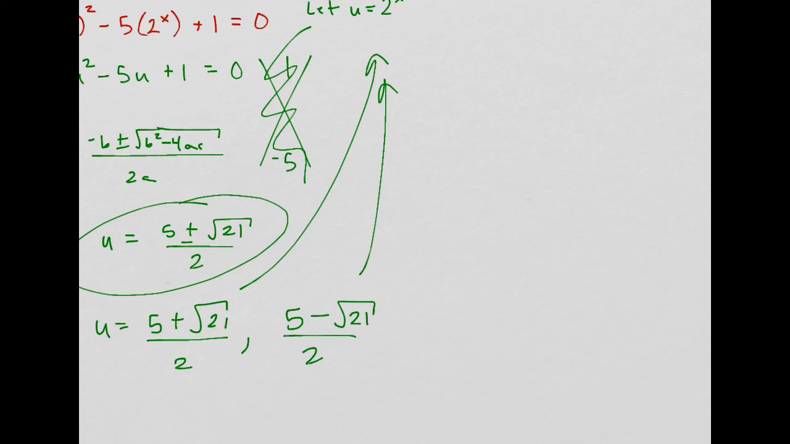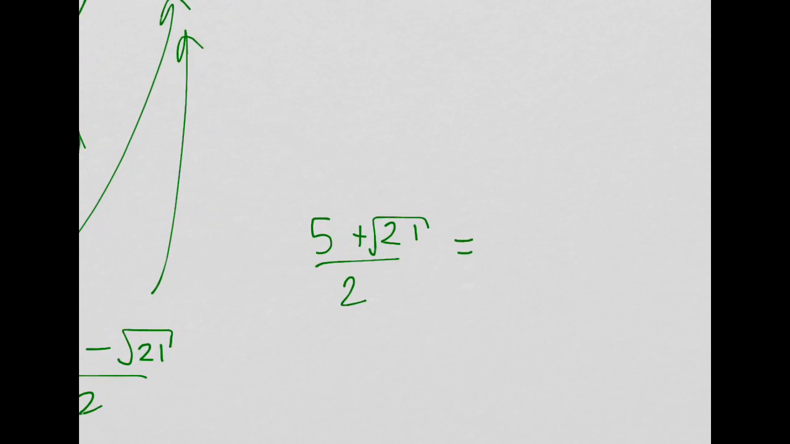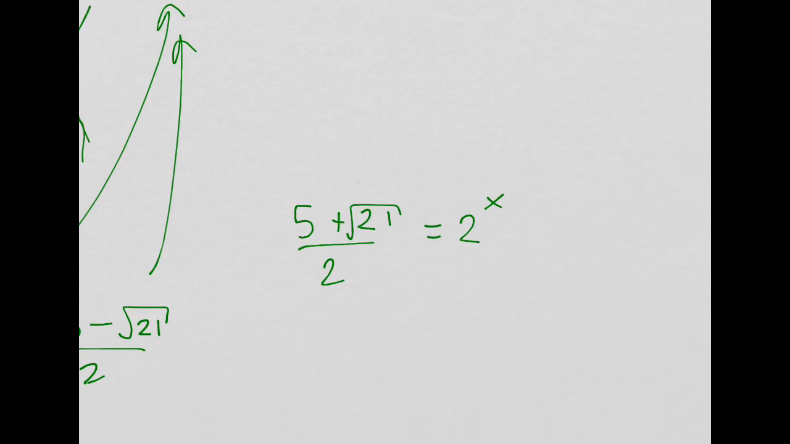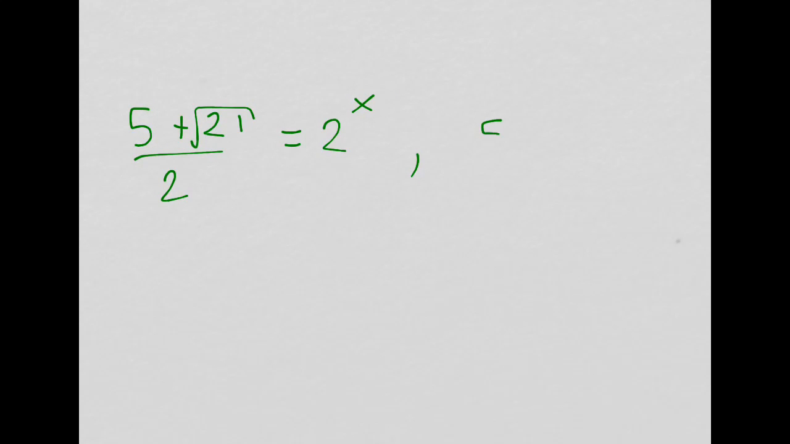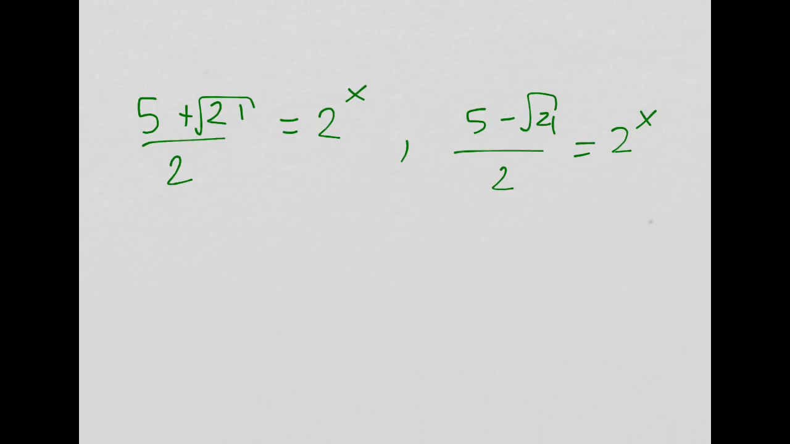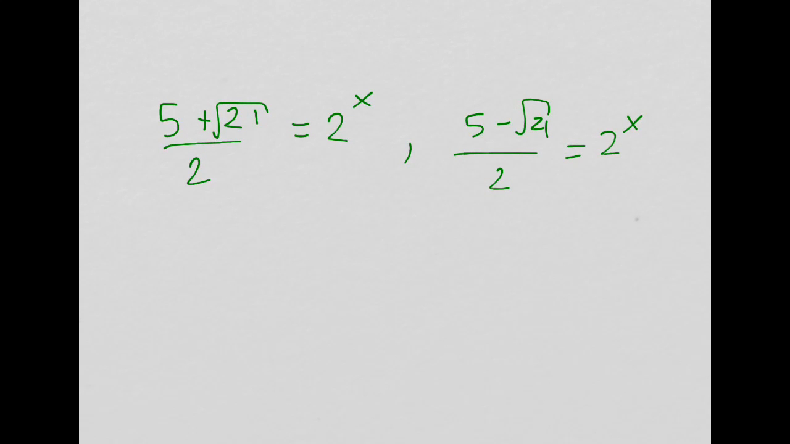So u for my first option, 5 plus square root of 21, divided by 2, let that equal 2 to the x. Now, if I'm going to solve it, I'll write the other equation as well: 5 minus square root of 21 over 2 equals 2 to the x. They're almost going to be the same answer. Almost, almost, almost. Alright, now I want to solve for x. How do you solve for x when it's in the exponent? Take the natural log of both sides, or some log of both sides. So that's what I'll do. It's pretty gross looking, but that's okay.